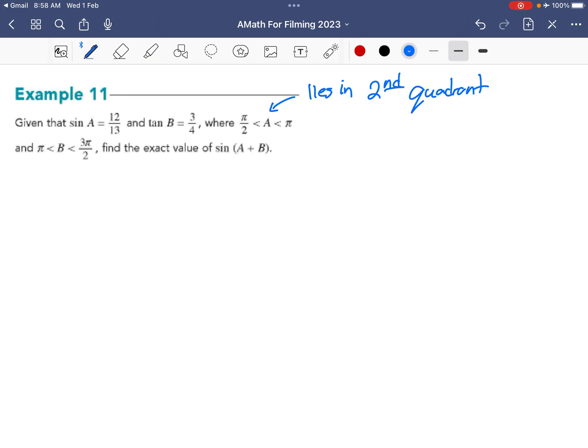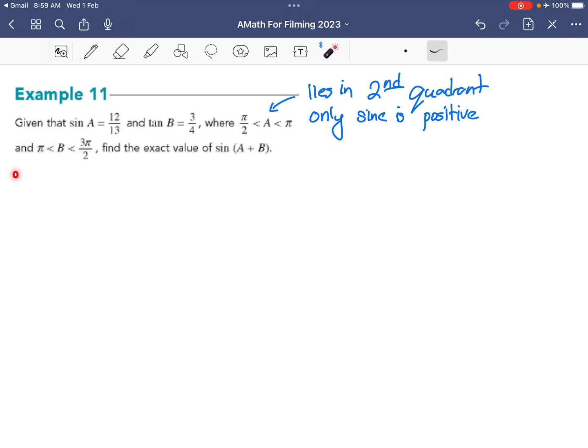In the second quadrant, we know that only sine is positive, but tangent and cosine themselves will be negative. So be very careful here. I will just write here, only sine is positive.